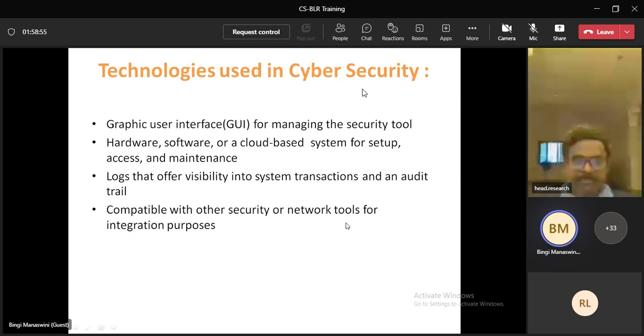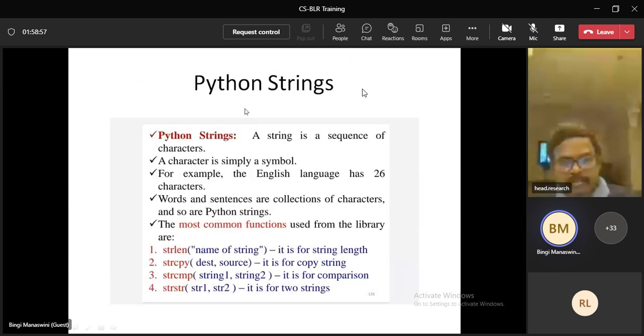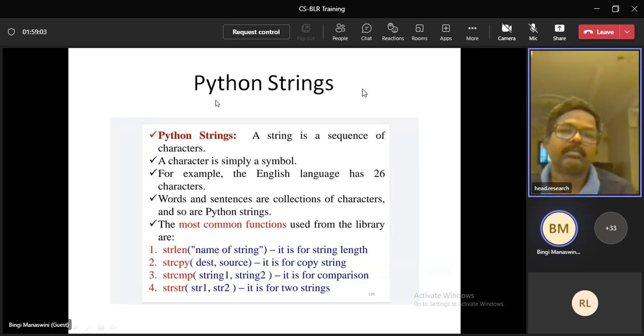And then I'm going to explain about Python. Python is an interpreted language and we use Python to develop many applications and it's highly used language.